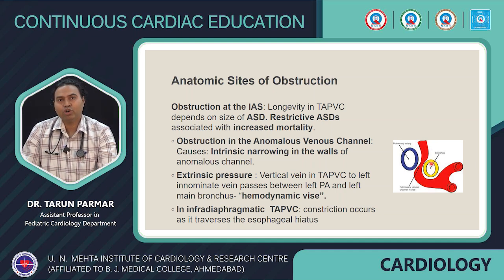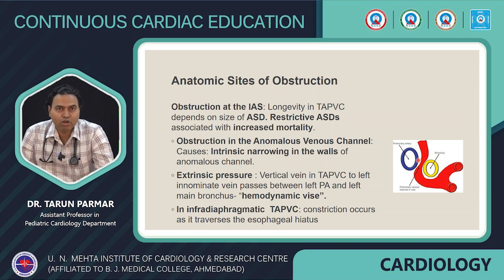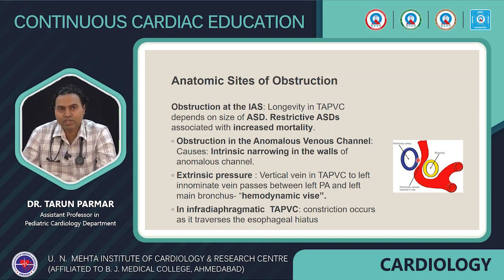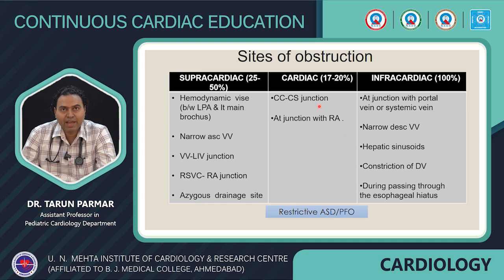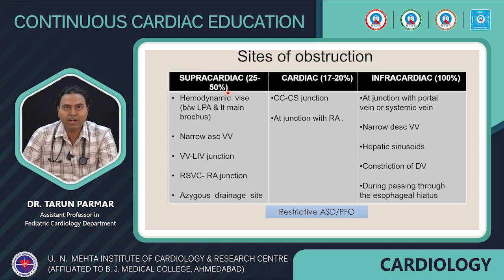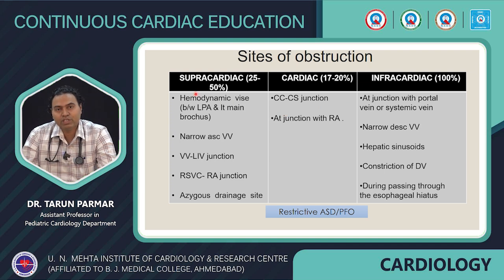These are the pictorial diagrams that we have shown in the heart-lung specimen. This is the mainstem bronchus, and this is the pulmonary artery anteriorly, and this common ascending vertical vein is compressed between these two structures. Infradiaphragmatic or infracardiac TAPVC are almost always obstructive. So these are the common sites of obstruction. In supracardiac, 25 to 50% of cases are obstructed. Cardiac, most commonly they are non-obstructive, but still 17 to 20% are obstructed. Infracardiac is almost always obstructed.